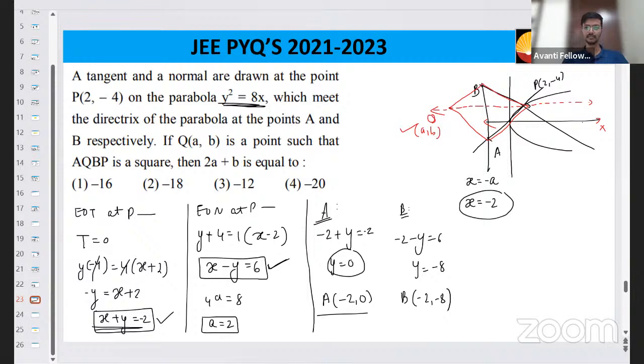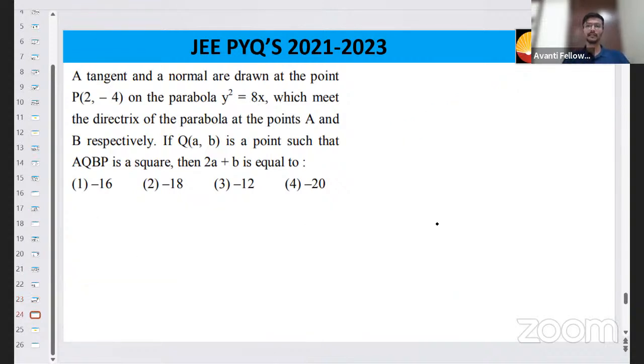Again, I have not made a calculation error, have I? Minus 2 minus y is equal to 6. x minus y is equal to 6. So if I substitute x equal to minus 2, I get minus 2 minus y is equal to 6. So, yeah, b is minus 8. Right.